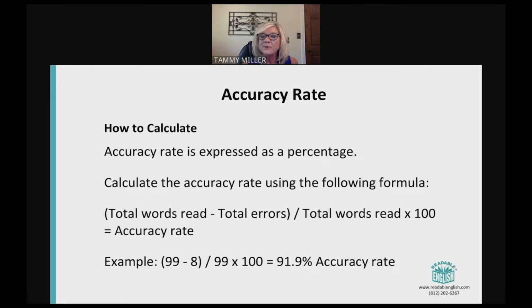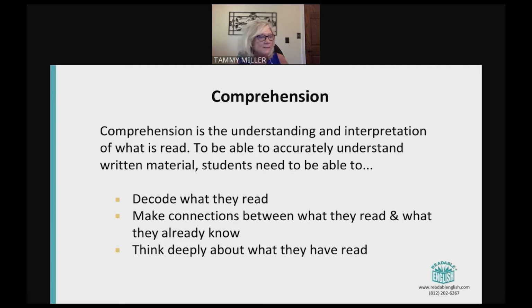So this example, the 91.9% accuracy rate, that would fall within that acceptable range of 90 to 94%. That lets us know, okay, that's a good accuracy rate. So we can move forward with this student knowing that they're pretty solid. Then our third data point is going to be with comprehension.